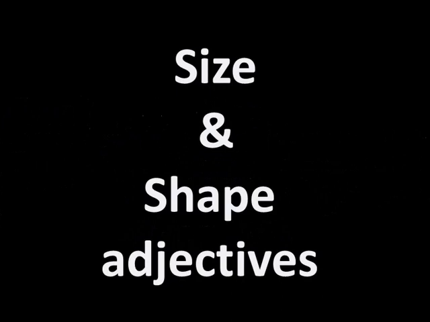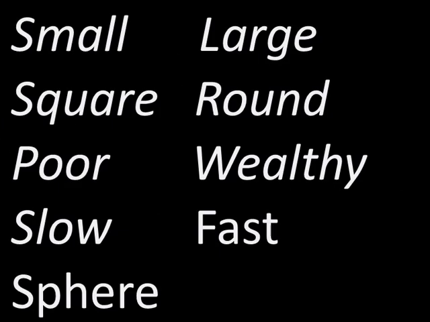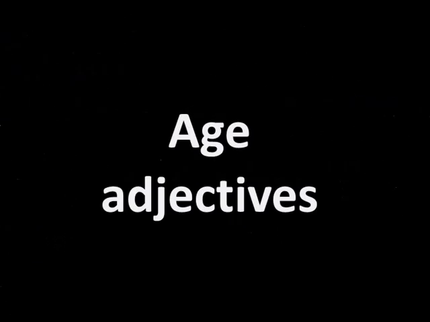Let's look at the size and shape adjectives. They talk about measurable objective qualities, which are physical properties. Some examples include words like small, large, square, round, poor, wealthy, slow, fast, sphere. We have the age adjectives. It doesn't always mean that it will be referring to the number of years specifically, but it will use words that give you the sense of how long it has lasted or how old something is. For example, when we use words like old, young, new, we are using the age adjectives.